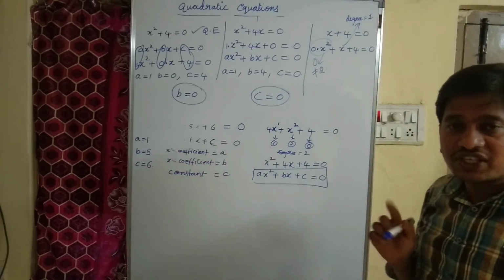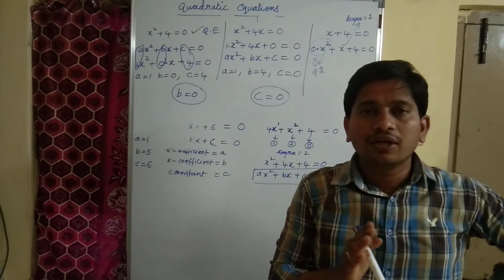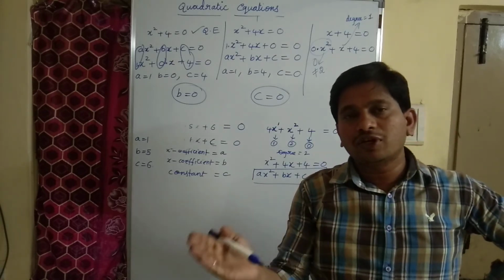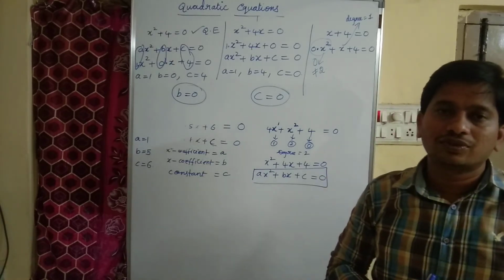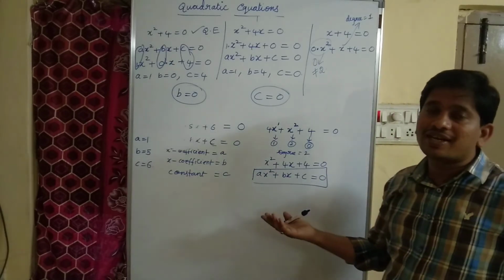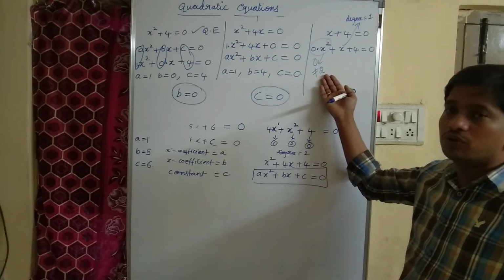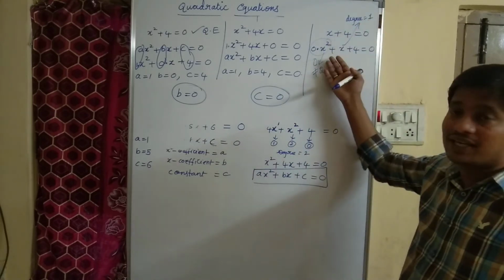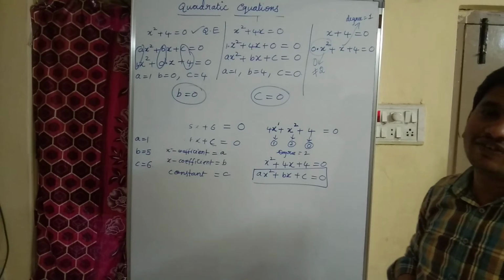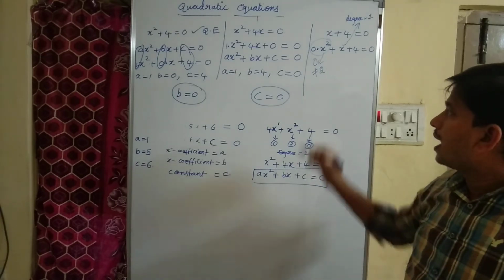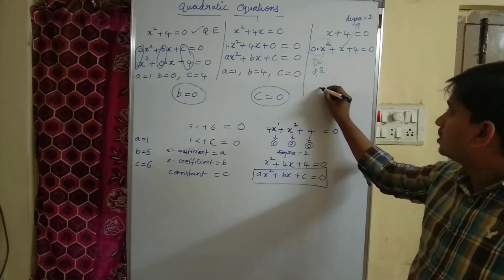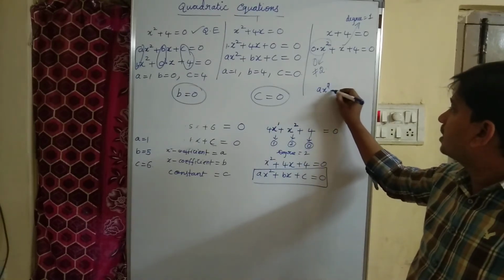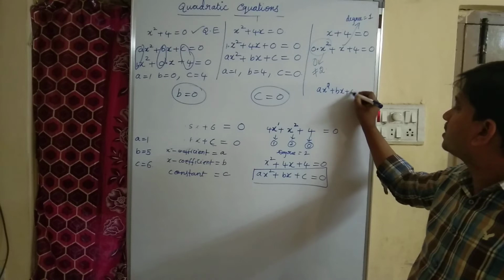So what is the first condition? If the degree of the polynomial is equal to 2, then that is said to be a quadratic polynomial. So the first condition is not satisfied. Here the degree is not equal to 2, the degree is equal to 1. That is the reason it is not a quadratic equation. So from this I can say that, as I told you, the standard form of the quadratic equation is ax square plus bx plus c equal to 0.